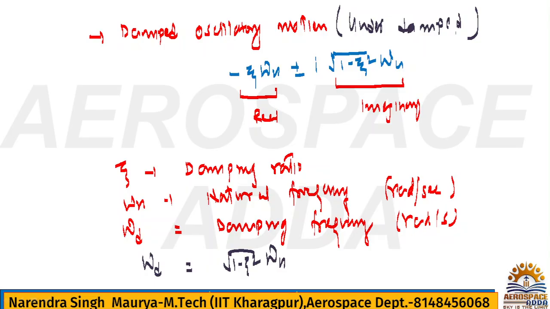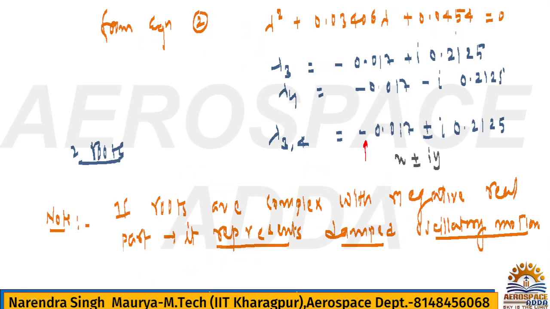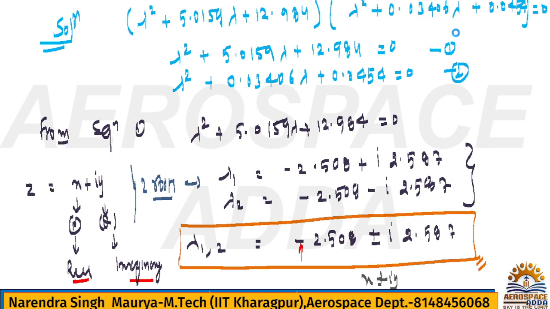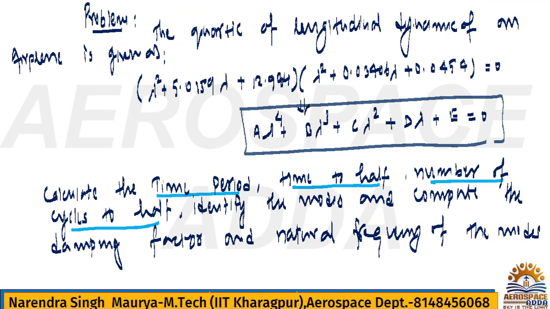Now, coming to the problem. What did they say in the problem? Calculate the time period, time to half, number of cycles to half, identify the modes, and compute the damping factor and natural frequency. In this case, you have two types of motion: short period oscillation and long period oscillation. For both, we will do it one by one.